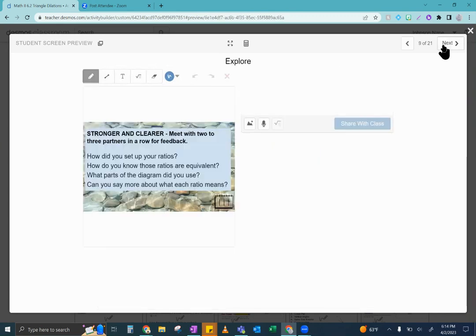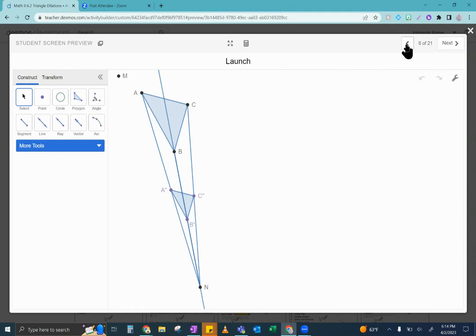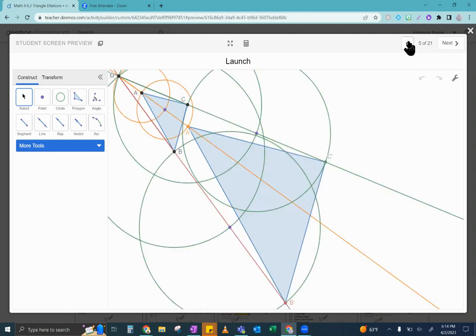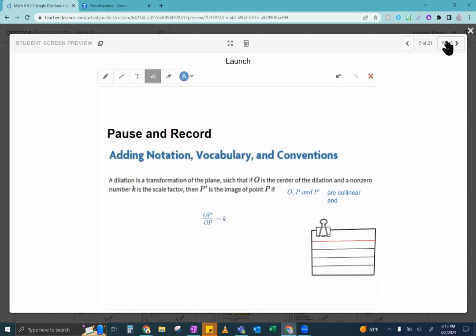Okay, and your answer should have been C, always. They're always parallel. Look at all of those sections. That looks parallel to that. And then look at the bigger set. Don't they look parallel? A prime B prime is parallel to AB. BC is parallel to B prime C prime. And then same goes here.